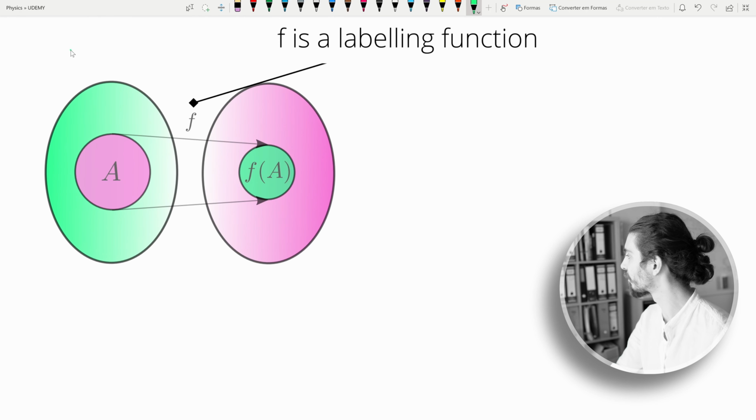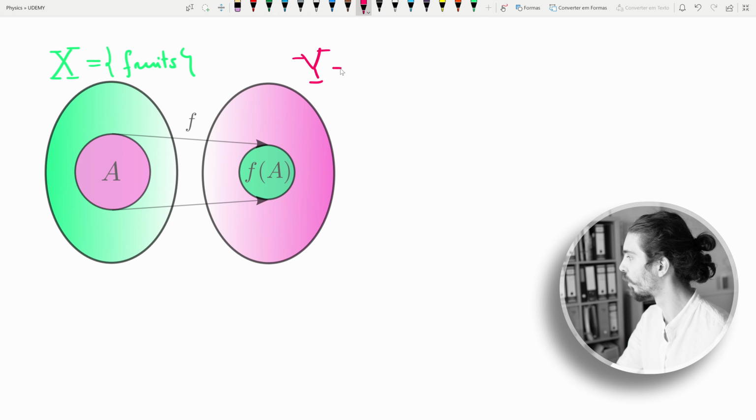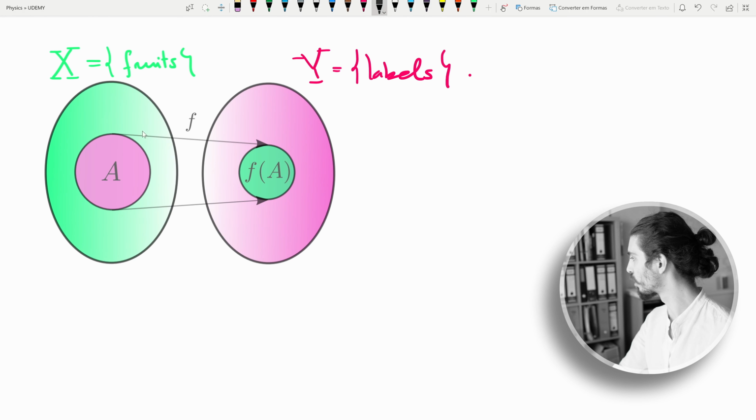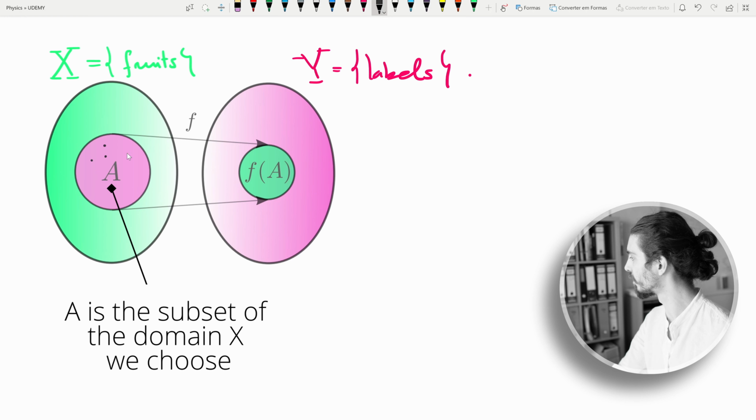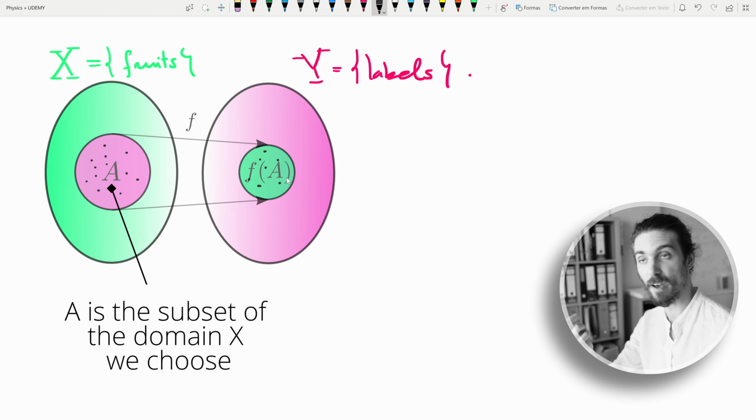Let's recall our labeling function, which assigns to the elements of the set X, which consists of the set of fruits in your local supermarket, the set Y of labels. We find here our set A of favorite fruits, and since the labeling function maps each one of these elements into this, we say that the entire set A is mapped into its image set, which we denote by f of A. Mathematically, our set f of A is defined as follows.